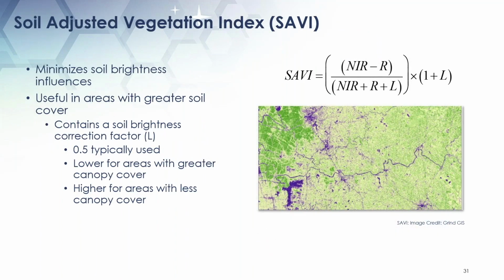The Soil Adjusted Vegetation Index, or SAVI, minimizes the influence of bare or nearly bare ground when trying to assess vegetation. This one can be used in arid and semi-arid regions like the Navajo Nation that we'll focus on, where there's greater bare ground or soil cover in the region compared to the vegetation. Here, the near infrared and red bands are used, but we have a correction factor applied.